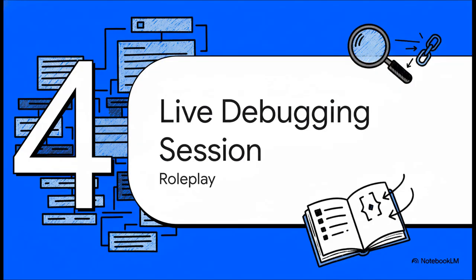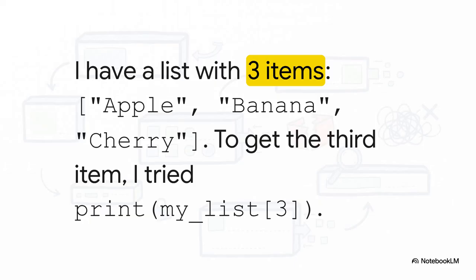Okay, let's switch gears. It's time for a live debugging session. We're going to look at what is probably the number one most common error that beginners hit when they start working with lists. So let's say you've just written this piece of code. Yep, here's my code. Super simple. I made a list, my list, with 3 fruits in it. Apple, banana, cherry. Okay, 3 items. So I want to get the third one. Logically, I write print my list 3. Makes perfect sense. But it crashes every time.